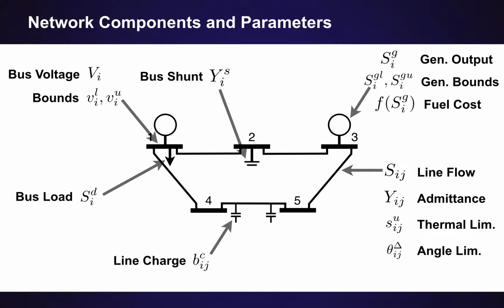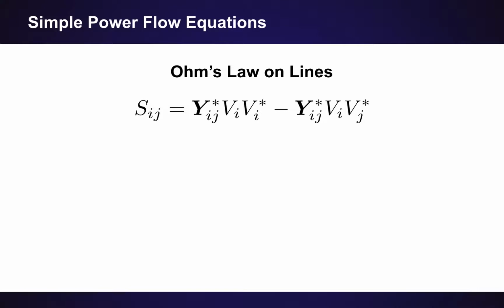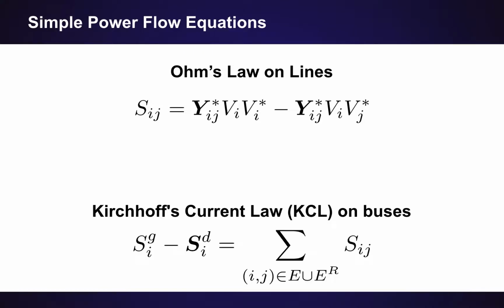This little line is indicating line charge on the lines, so they can have that if they're very long. And then in some cases, these branch models will also have a t variable, which represents a transformer. Combining all that data, we'll use Ohm's law on the lines. So this defines the physics of how power flows along those lines. And then we'll also use Kirchhoff's current law to balance the power at the buses.